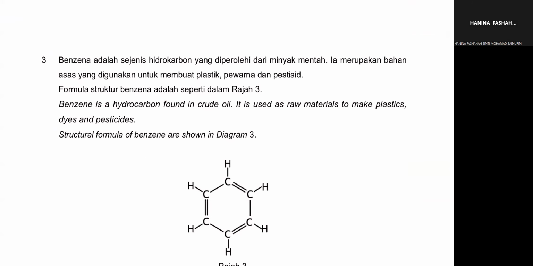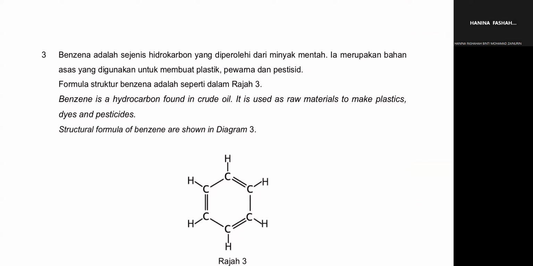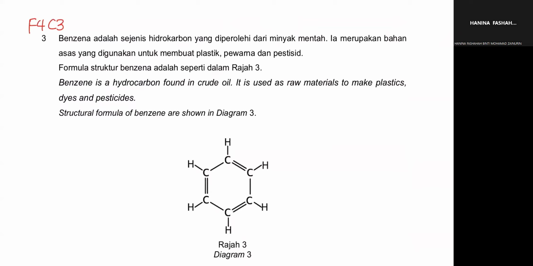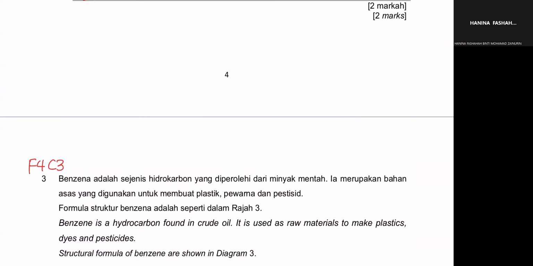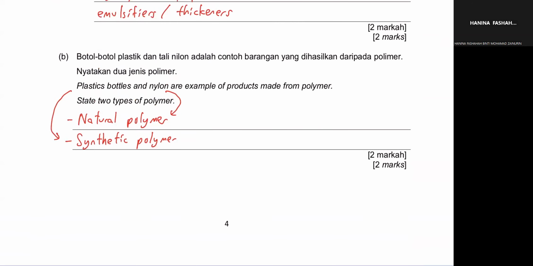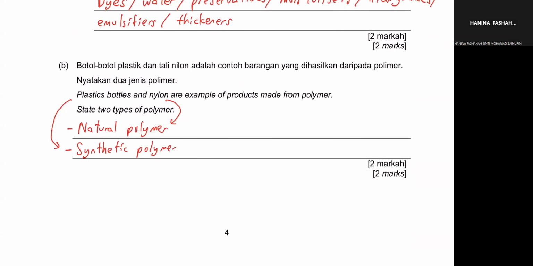Question 3 is Form 4 chapter 3. Nylon, polyethylene, polyester. No, because nylon is already here. Nylon is here. So nylon is coming from condensation polymerization.